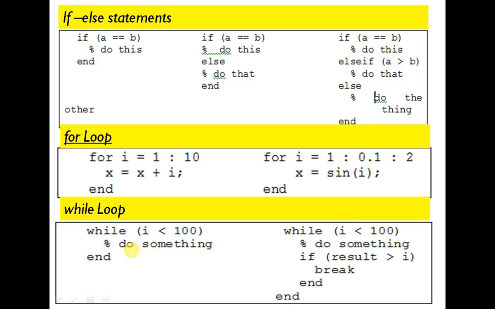Now the while loop. While and for loops are the same, only the syntax is different. We define some condition for the while, then we do the operation and end the loop. So like that we can use the while loop. Again, a while loop can be used with an if statement. While the condition holds, do some operation, and again check the condition with the if statement. If the result is greater than i, then we break the loop, meaning we stop reading the condition, end the if, and then end the while loop.